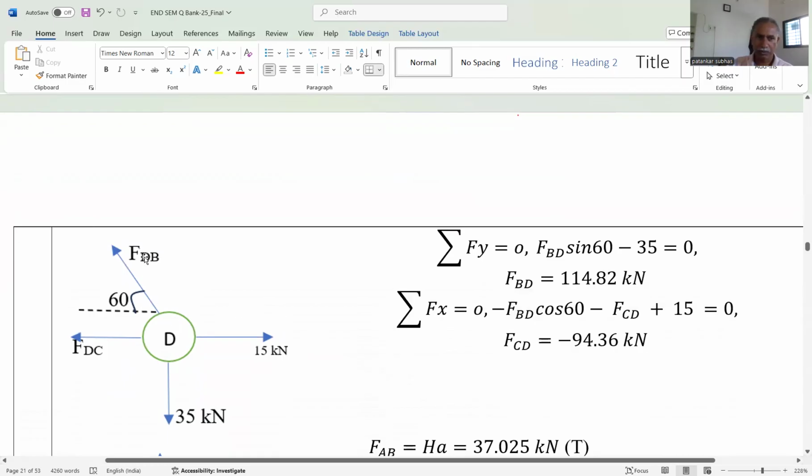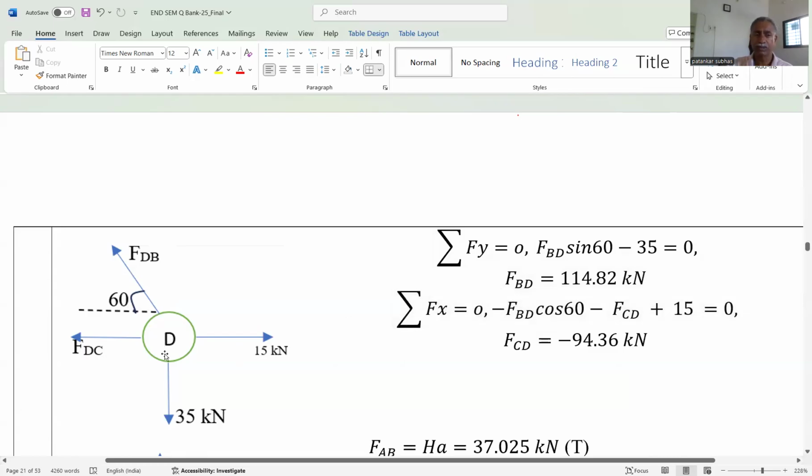Therefore, we have resolved this force along the x-axis and the y-axis. We apply summation Fy is equal to 0. FBD in the vertical direction is sin theta, why sin? Because 60 degree is with the x-axis, that's why the y component is sin. So FBD sin 60 in upward direction, positive, minus 35 is equal to 0. So we get the force in member BD as 114.82. It is positive, that means our assumption is correct, it is a tensile member.